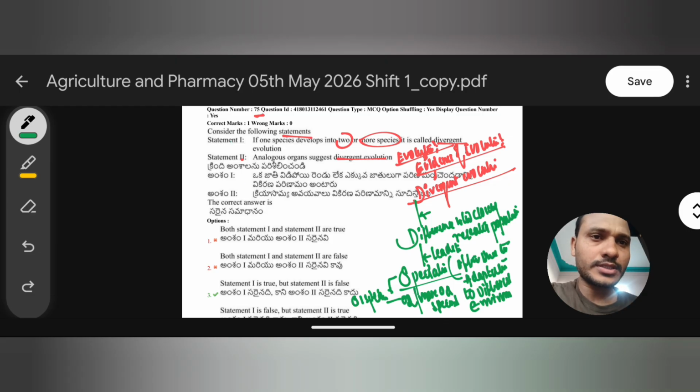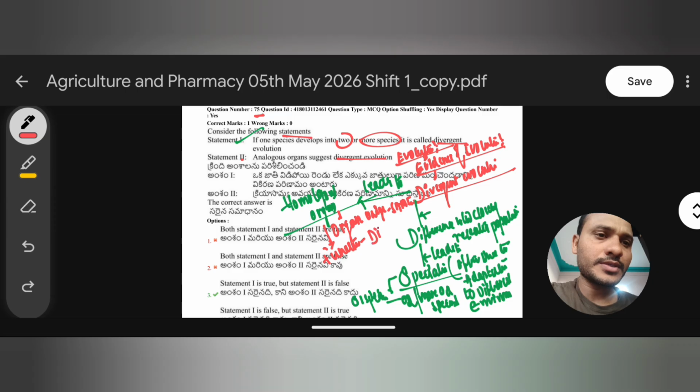So hence statement 1 is correct. And remember, divergent evolution also leads to homologous organs. In homologous organs, the origin of the organ is the same, but the function performed is different. Origin of the organ is same, but their function is different. Let's discuss some examples of homologous organs.